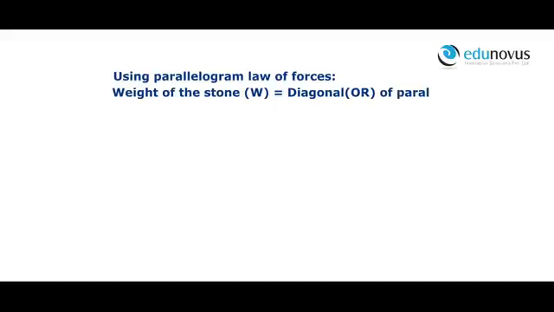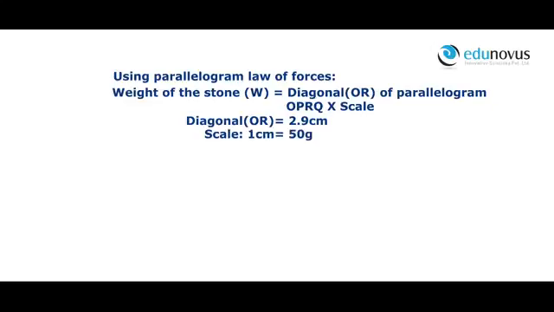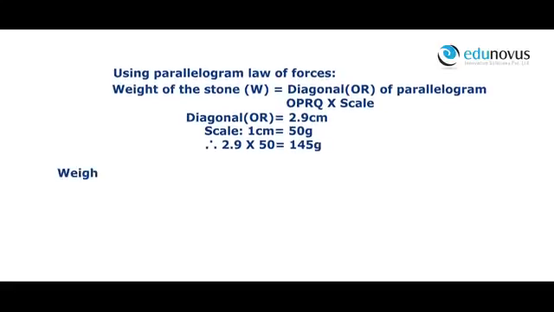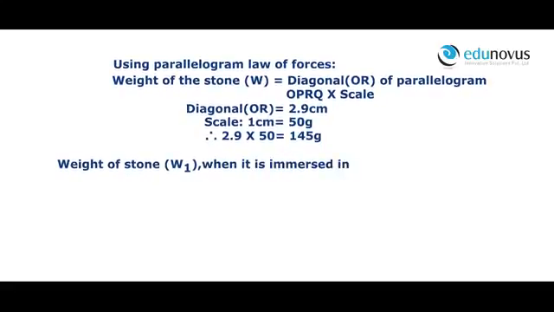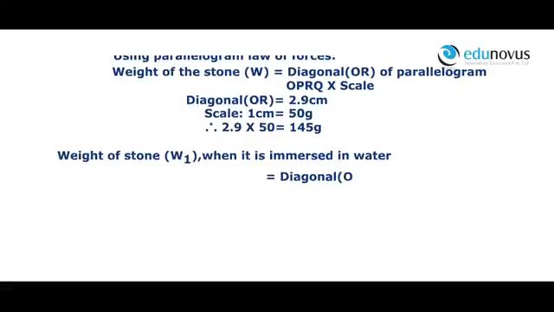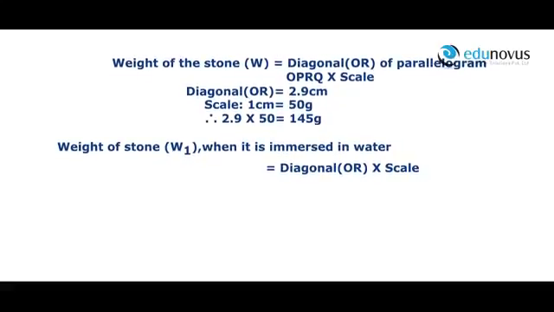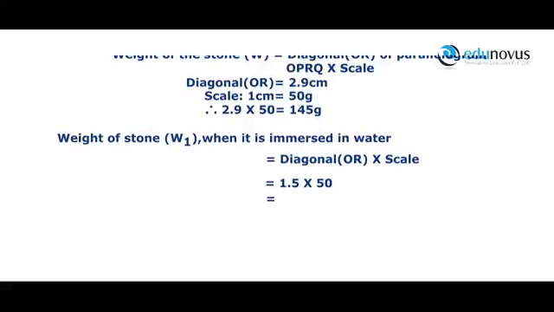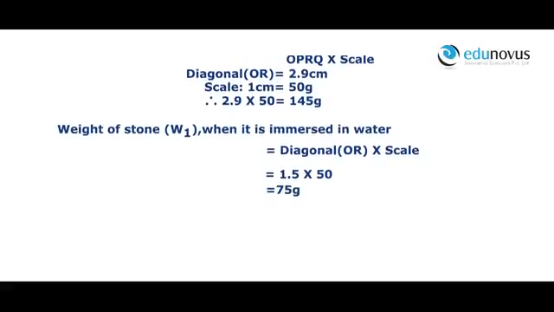Using parallelogram law of forces, weight of the stone W is equal to diagonal OR of parallelogram OPRQ into scale. Diagonal OR is equal to 2.9 centimeters. Scale 1 centimeter is equal to 50 grams. Therefore, 2.9 into 50 is equal to 145 grams. Weight of the stone W1 when it is immersed in water is equal to diagonal OR into scale, which is 1.5 into 50, that is equal to 75 grams.